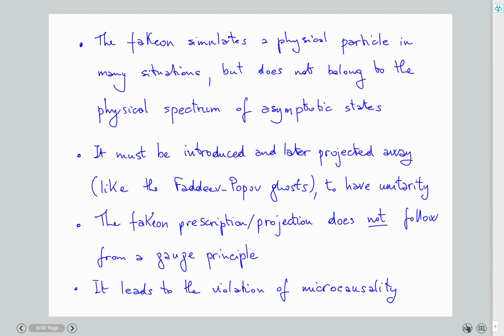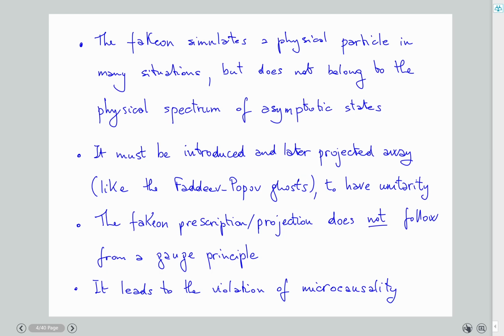So it's an object that you introduce and later project away in your theory, pretty much like the Faddeev-Popov ghosts, which take care of the longitudinal and temporal modes of a gauge field. And to have unitarity, you have a symmetry, the gauge symmetry, that protects you, and you know that you can work with those extra degrees of freedom and later at the very end project them away with no remnant whatsoever.